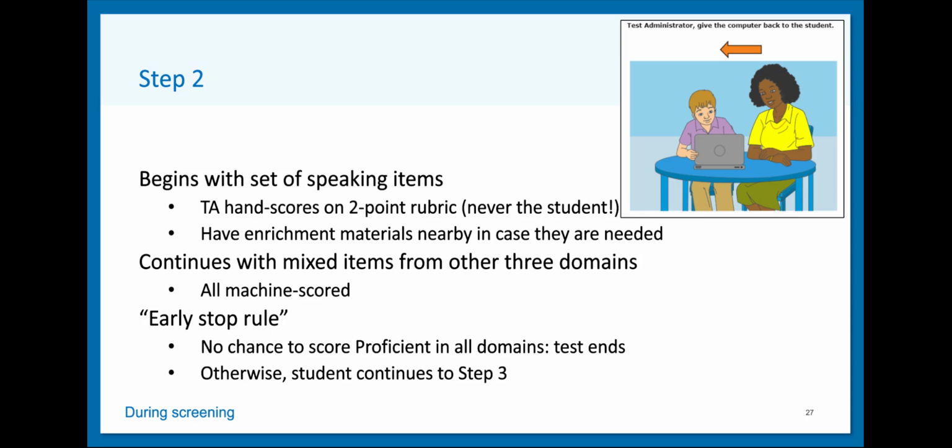and a testing impropriety. At the end of Step 2, the test calculates the student's performance thus far. If there is no chance that a student can score proficient, even if they complete all the remaining items on the screener, then the test stops here and the student receives a confirmation message that they have completed the test. If there is a chance the student could score proficient, the test proceeds to Step 3.